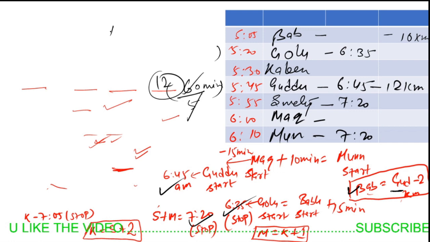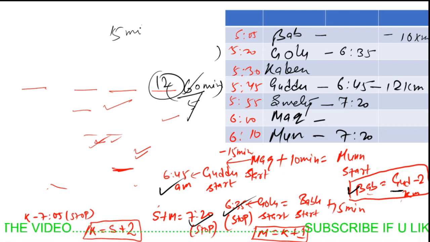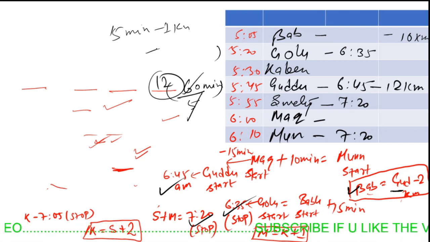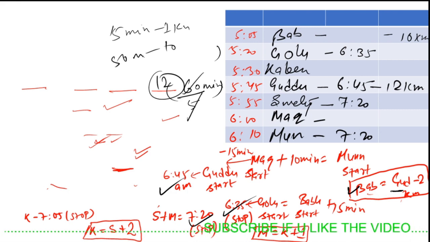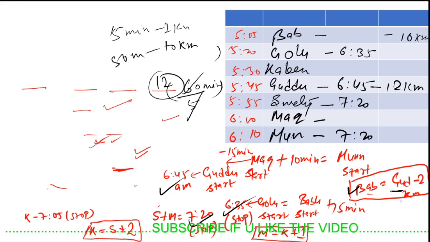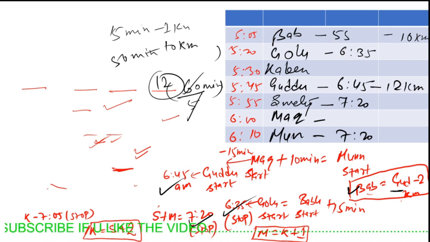10 kilometers, 5 minutes per 1 kilometer, then 10 km in 50 minutes. Okay, so Bablu would be taking 50 minutes to travel 10 km. So the stopping time of Bablu would be 5:55.